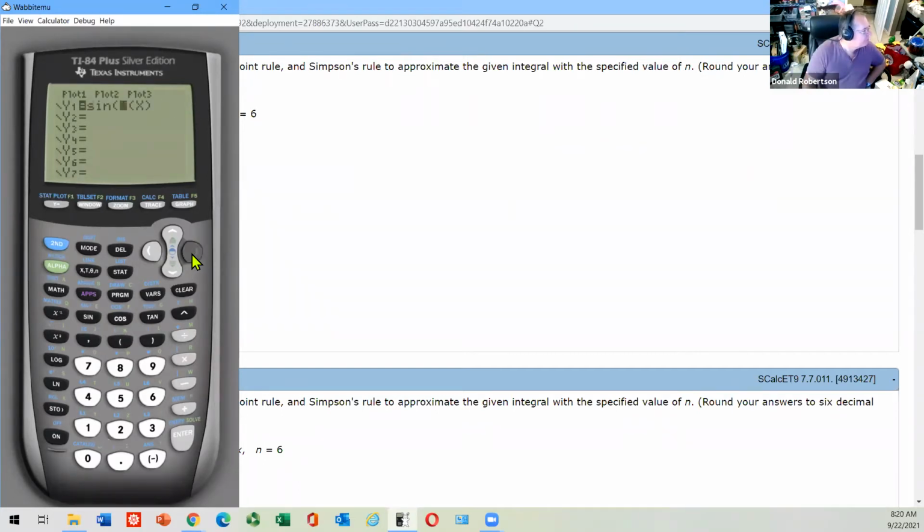I just noticed something there. I hope it doesn't make a big difference there. Then I'll go second, table setup. And I'll start it, well, what number shall I start at? Ours is 7 to 10, right? So I'll start at 7. And delta x is 0.5. So I got that, and that's me done.